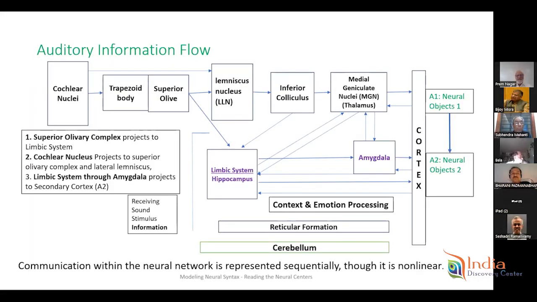Now, this is a traditional auditory information flow, and I'm showing this as sequential, but it is not sequential, it's nonlinear. The first box is the cochlear nuclei, which is in our ear, where the transduction of the sound to electronic signal happens.